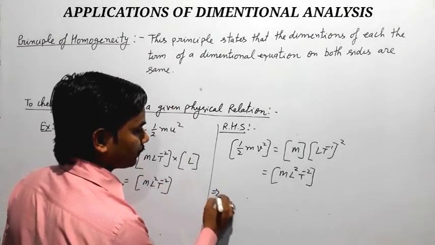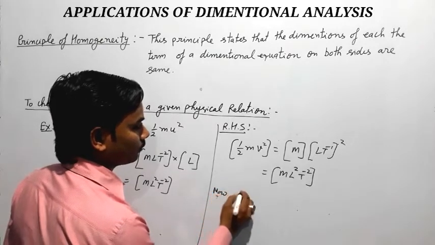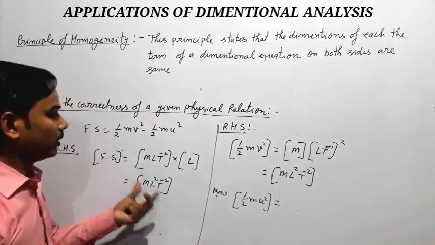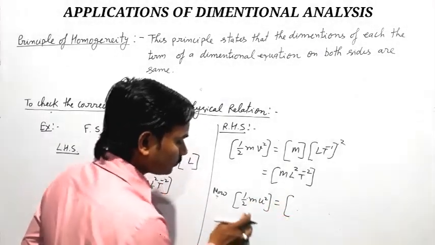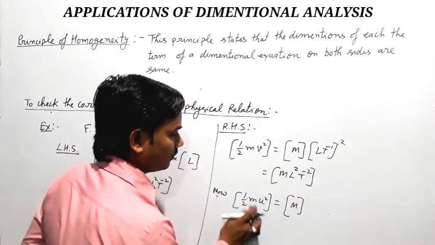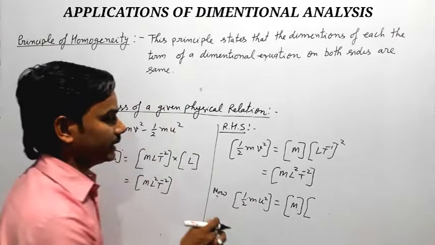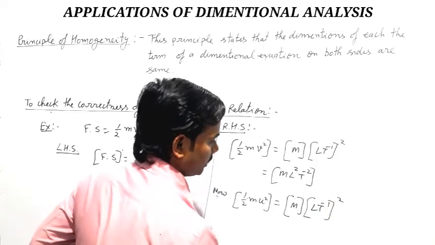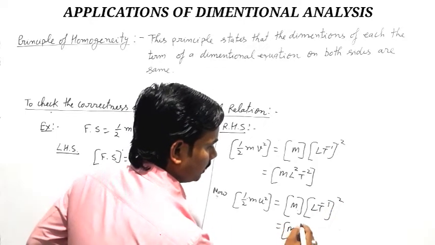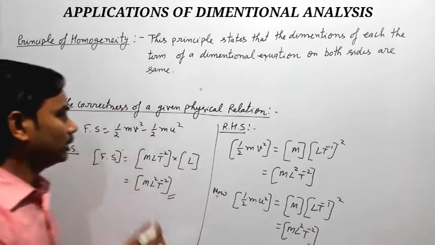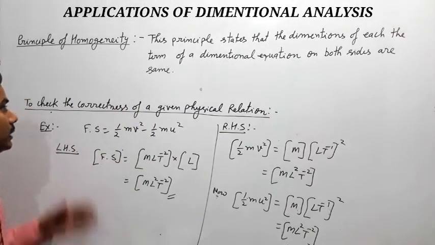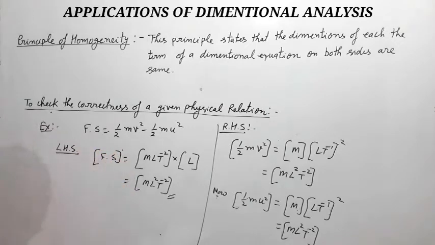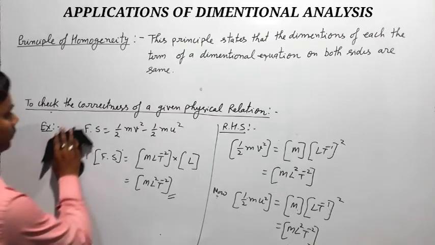Now for the second term we will check half mu square. The dimension of half mu square: 1 by 2 is dimensionless, the dimension of mass is M, and u is the initial velocity, so the dimension of initial velocity will be LT minus 1, to the whole square. So this will be ML square T minus 2. So all these terms have the same dimensions, and we can say that this physical equation is dimensionally correct. Now we will take another example.